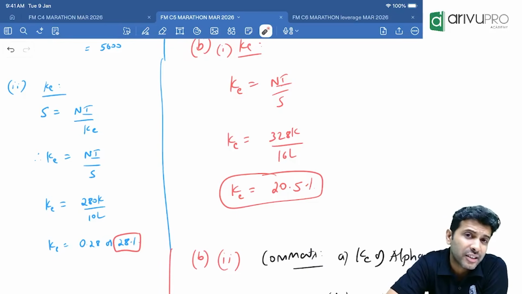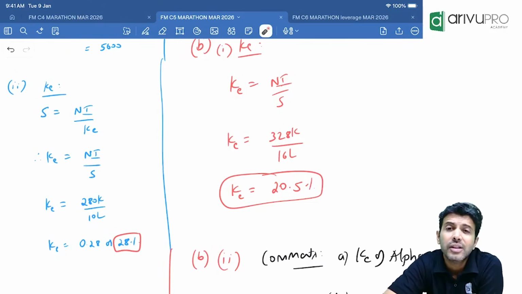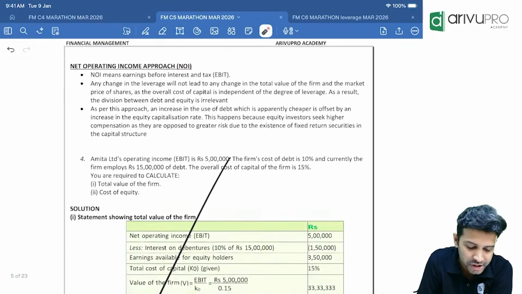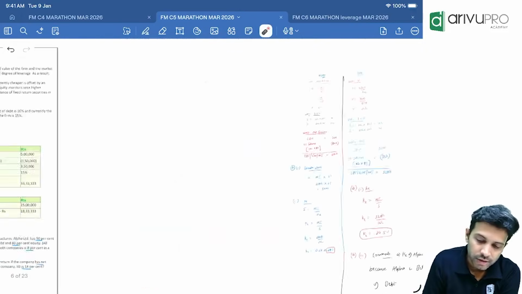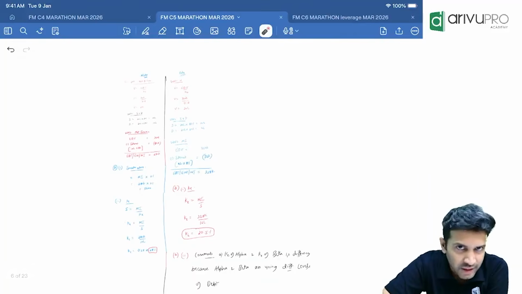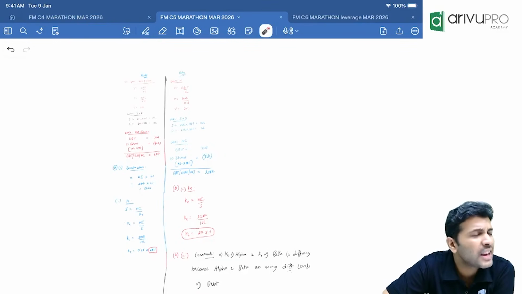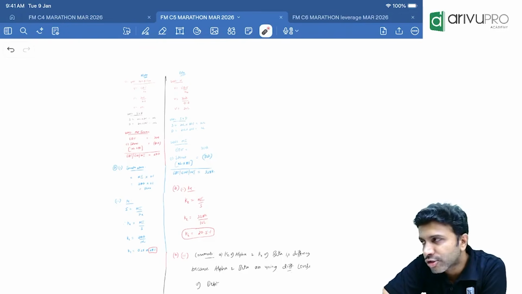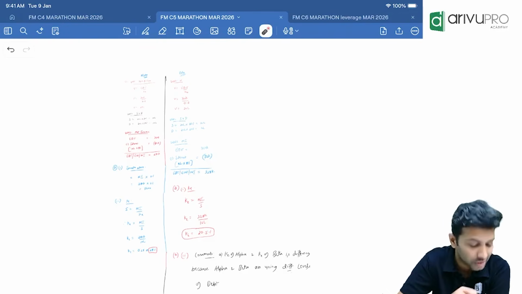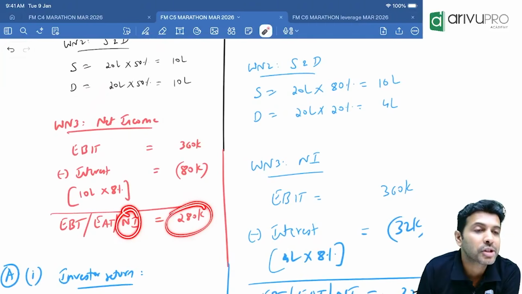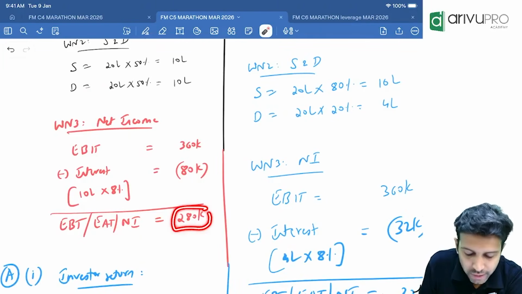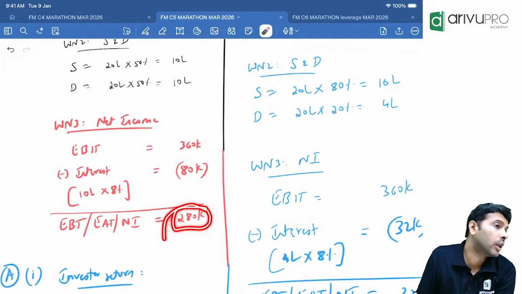Next, they also ask for the investor's return. How much percentage of shares was the investor owning? 2%. Correct? He or she is an equity investor here. Equity investors will get a share in EBIT or EAES? What belongs to the equity shareholder? How much is the net income of this Alpha? We already found it: 2,80,000.